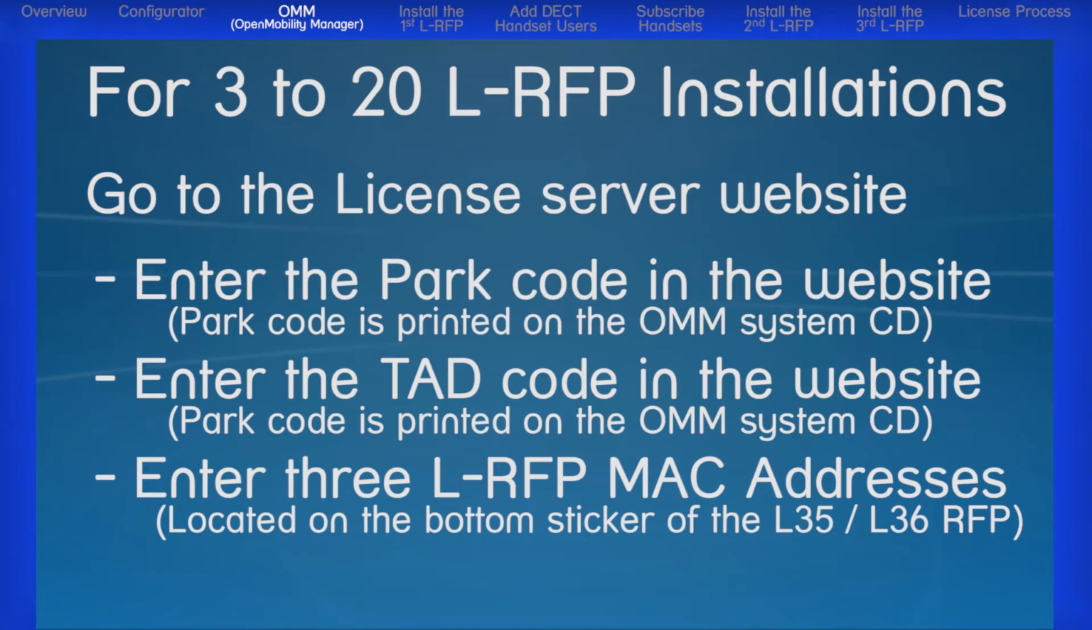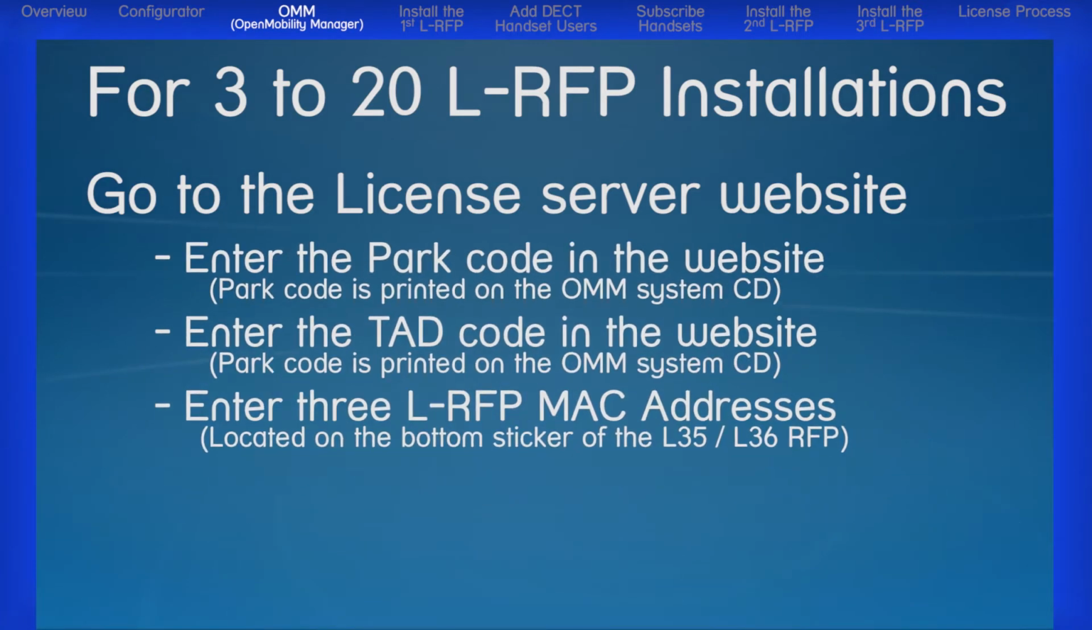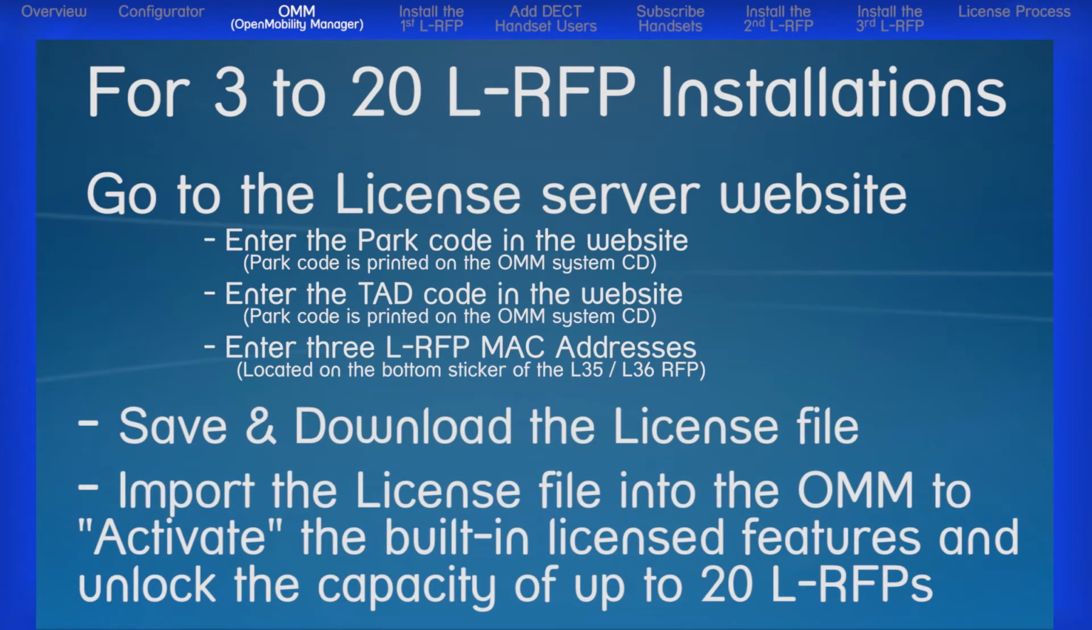You will have to enter the part code and TAD code that is printed on your OMM system CD. In addition, you will have to enter 3 L-RFP MAC addresses that will be used in your installation. Plus, under License Product, you will select OM System Activation for L-RFP installations. Using this information, the website will generate a license file that we will save and then import into the OMM. This single file will activate the built-in license features and authorize your system to use up to 20 L-RFPs.